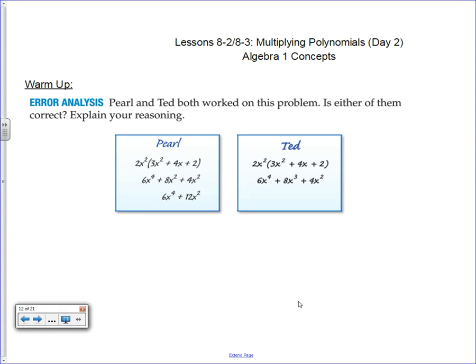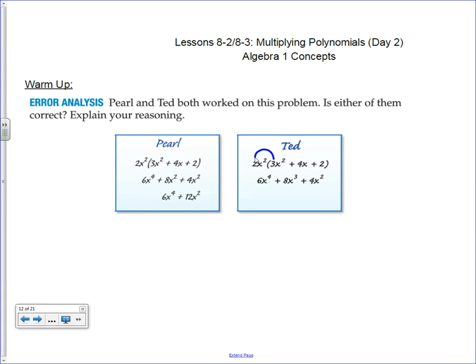So I want to know who's right. And I want to know why. Pearl is right? Pearl is correct? Pearl's not correct? Which is it? Pearl is not correct? Okay. Pearl is wrong. Let's take a look at what Ted did.